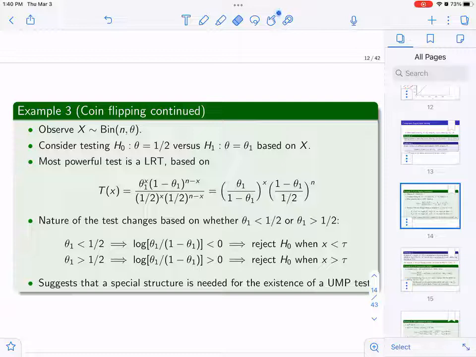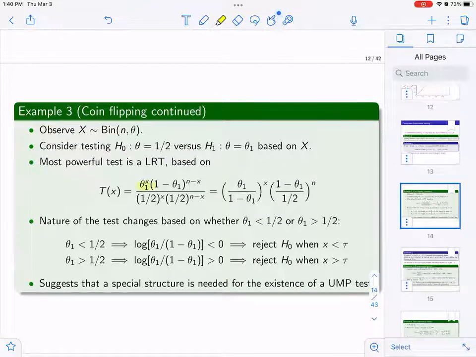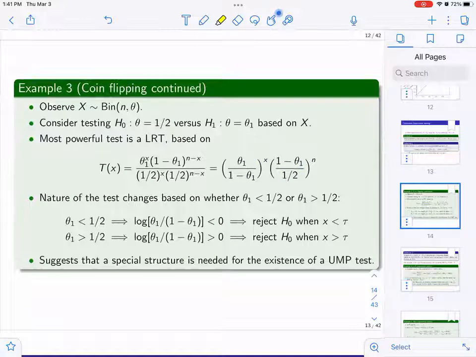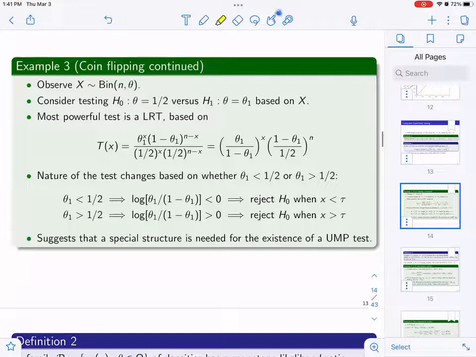If you write down the likelihood, this is the PMF, there's some binomial coefficient here which cancels out. Okay, this is the binomial likelihood basically, evaluated at theta 1 and evaluated at 1/2. And then if you simplify a little bit, you get this expression. Okay, and then I proceed again as before. I want to compare this with a threshold. It's easier to take the log of both sides. I'm going to take the log.